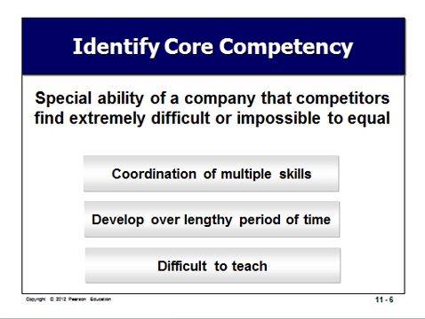Unique abilities of companies. A core competency is an ability of a company that competitors find extremely difficult or impossible to equal. It refers to multiple skills coordinated to form a single technological outcome. Skills are learned through on-the-job training and personal experience, whereas core competencies develop over a long period and are difficult to teach.